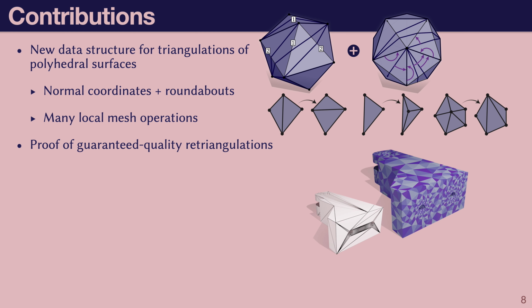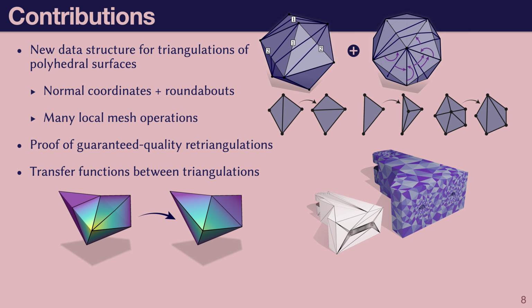As validation, we implement a recent intrinsic retriangulation algorithm and prove some quality bounds on the resulting triangulations. And finally, we introduce a new procedure to optimally transfer functions between different triangulations of the same surface. Note that our goal here is not to introduce new applications or algorithms of intrinsic triangulations. Rather, we provide a new data structure that supports all of the existing applications and algorithms, but performs far more robustly due to its greatly reduced dependence on floating point.